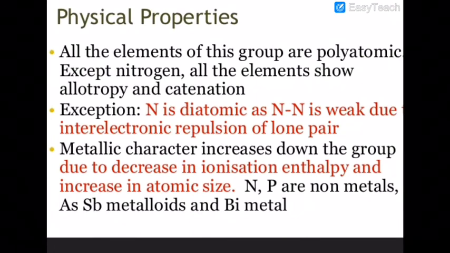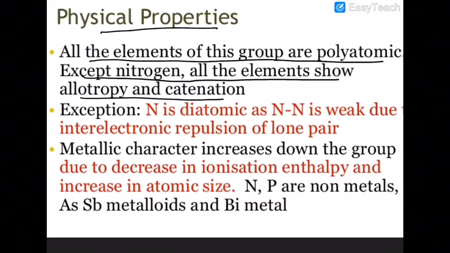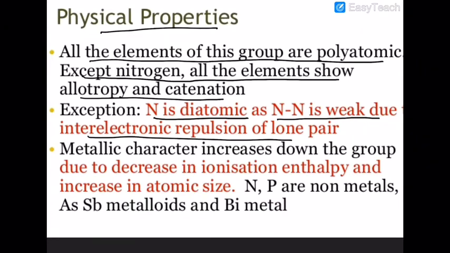Now look at the physical properties. All the elements of this group are polyatomic except nitrogen, which is diatomic, and they show allotropy and catenation. Nitrogen in one case also gives catenation up to 3 atoms, that is in case of the azide ion. But in the elemental state nitrogen is diatomic, where the N-N single bond is very weak, so it exists as a molecule having a triple bond. So it has 1 sigma bond and 2 pi bonds.